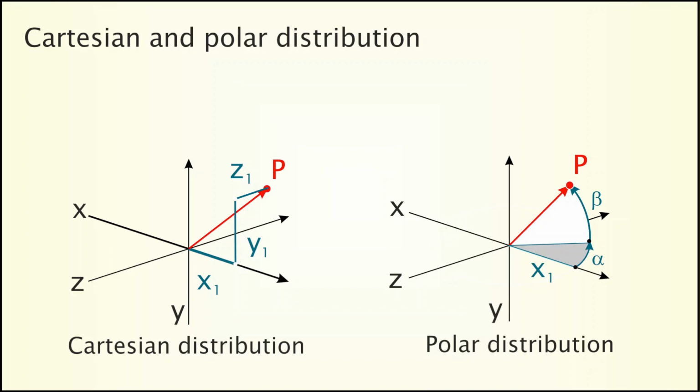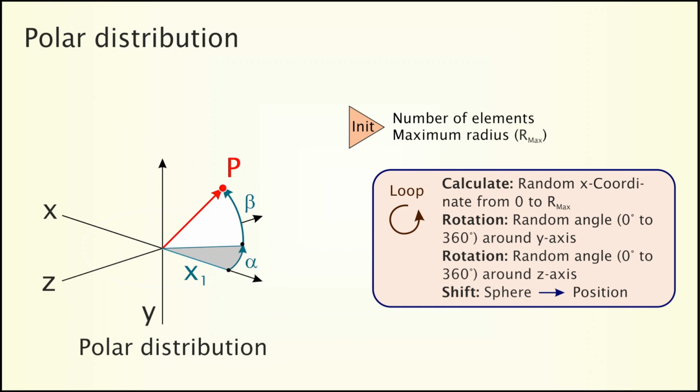How can we generate a random 3D polar distribution in Python? Here's the short outline. For a start, we have to define the number of elements we want to distribute and the maximum radius of our distribution. Then we define a loop where we define the position for each of our elements one after the other. For this, we first define a random position on the x-axis between 0 and the maximum radius. Then this random position is rotated around the y and the z-axis. Both times, a random angle between 0 and 360 degrees is used.